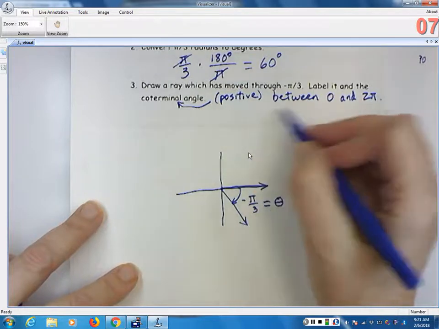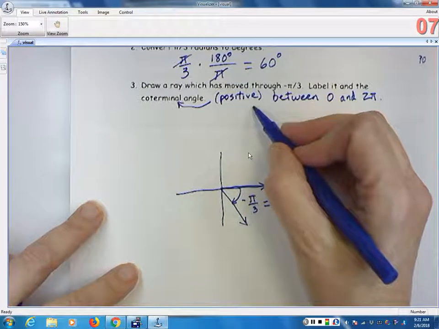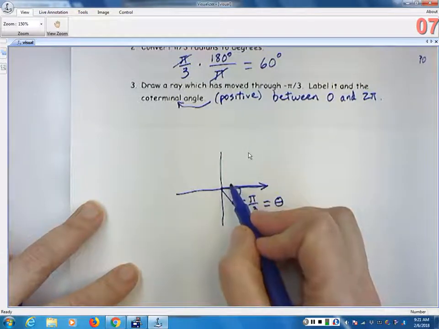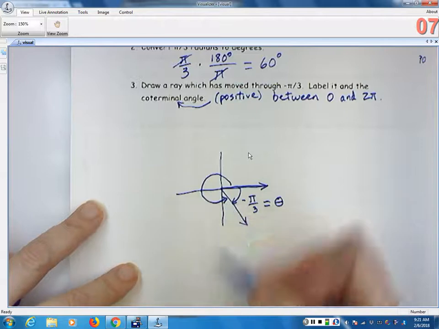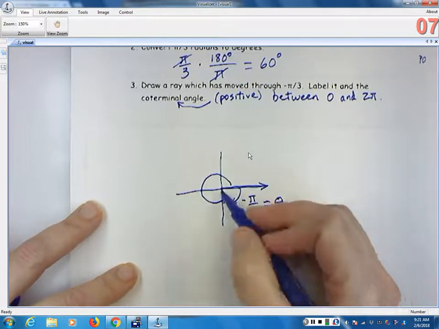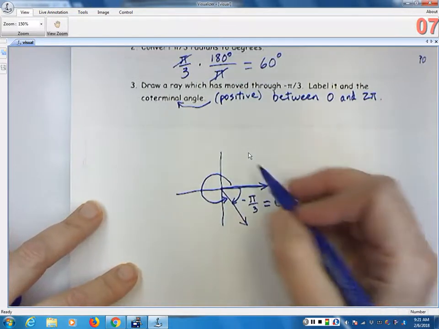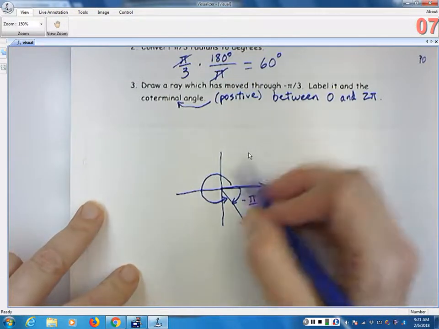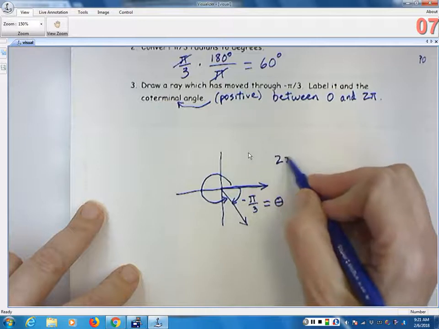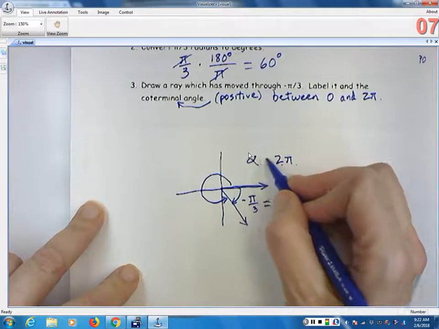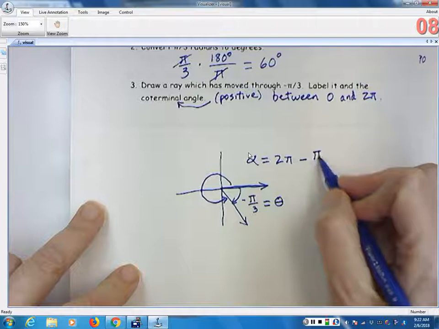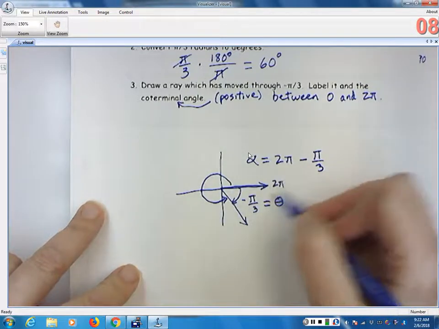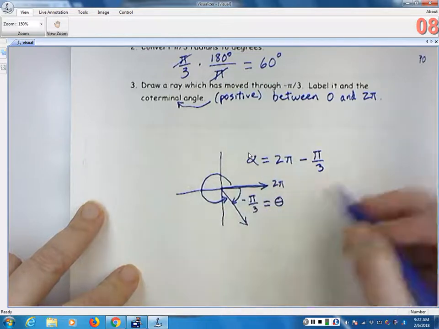I specifically may ask for radians in terms of pi. So, here's the positive coterminal angle. You need to know a coterminal angle ends at the same place, and that is 2 pi, well, what is it? It's 2 pi theta, well, we'll call it alpha. 2 pi minus pi over 3. This will be 2 pi minus pi over 3 gives you this angle.